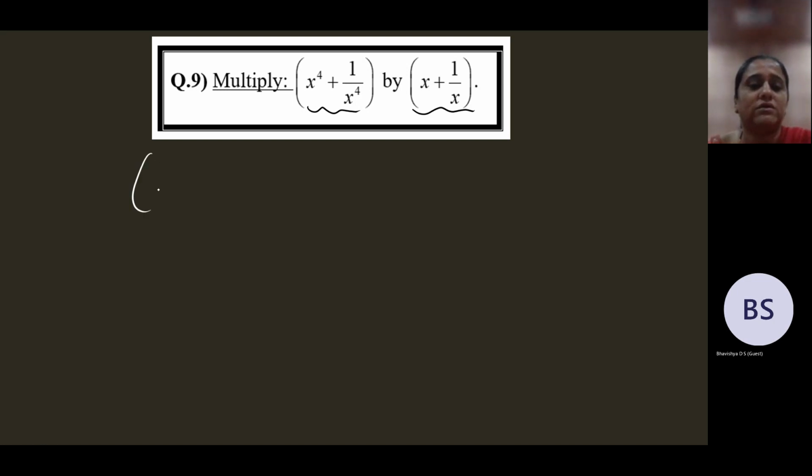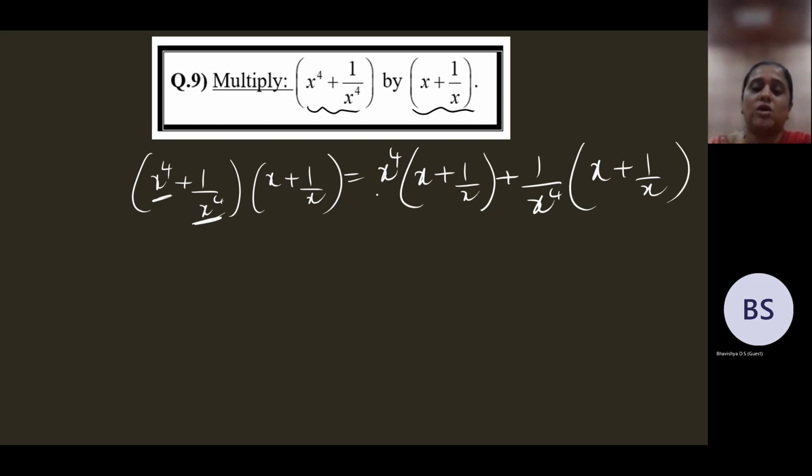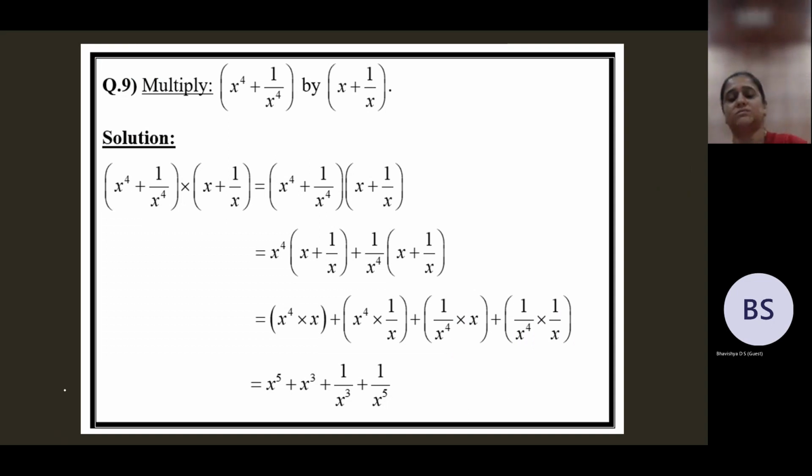How do we multiply? (x to the power 4 plus 1 by x to the power 4) and (x plus 1 by x). So we need to multiply the first term x to the power 4 with the second bracket x plus 1 by x, and the second term plus 1 by x to the power 4 with the second bracket x plus 1 by x. Now we need to multiply these two, these two, these two, and these two. And if there are any like terms, simplify and leave your answer. So see here. Go through this, Bhavishya.